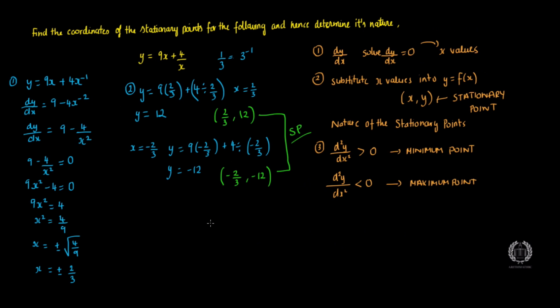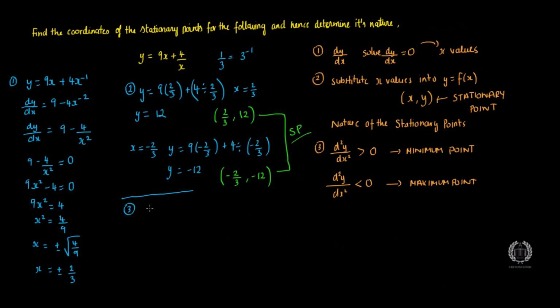So you got your two stationary points, right? But now we need to find the nature of the stationary points. So this is where we're going to differentiate again. So we're going to do d2y dx squared.